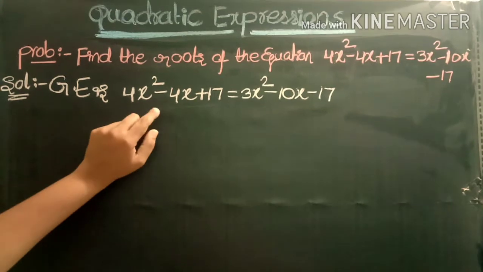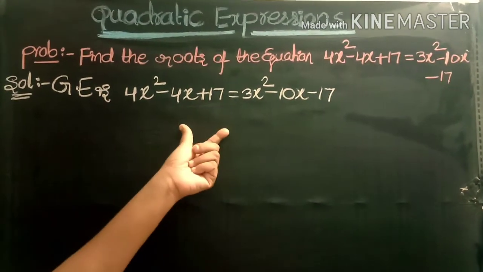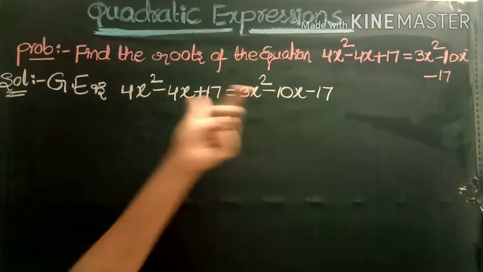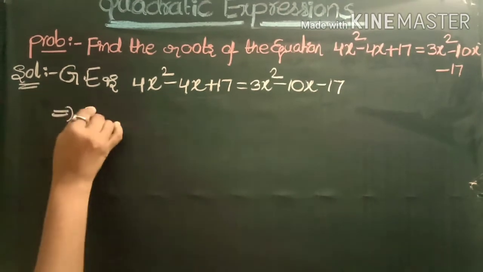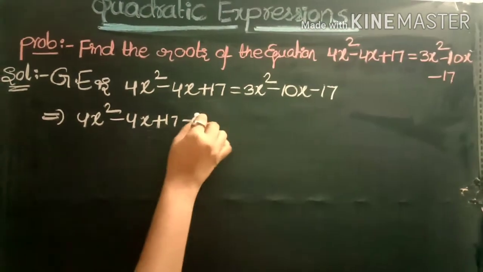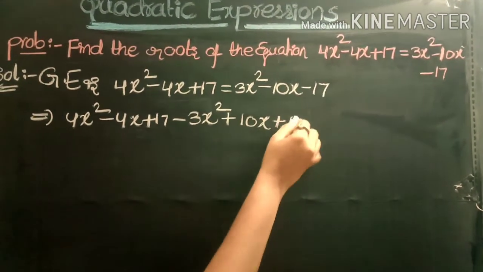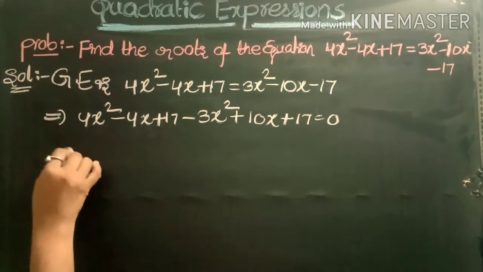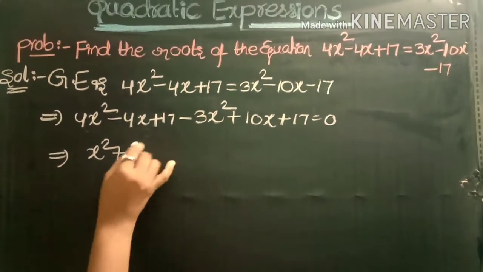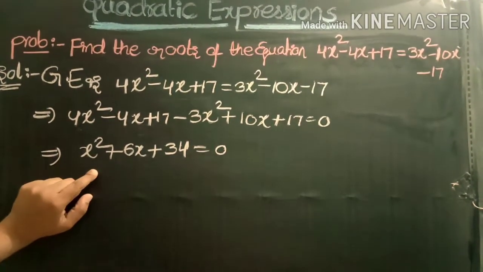So to find the roots of this equation, first of all we have to convert this equation in the form of ax square plus bx plus c equal to 0. That is, converting all these terms to this side, which implies 4x square minus 4x plus 17 minus 3x square plus 10x plus 17 equals to 0, which implies 4x square minus 3x square is x square, 10x minus 4x is 6x, 17 plus 17 is 34, equals to 0. We want to find the roots of this equation.